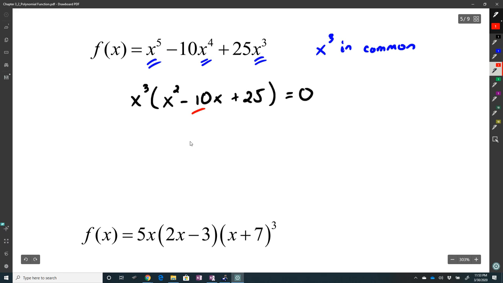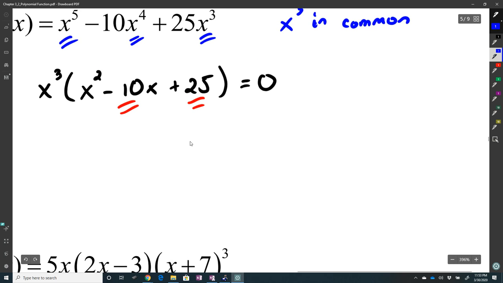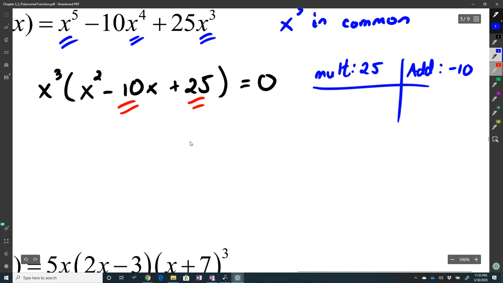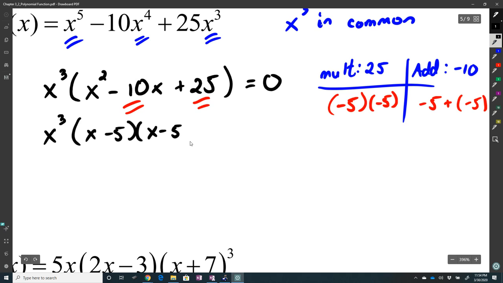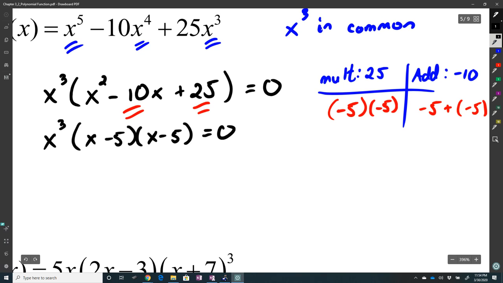I want to find two numbers that multiply to 25. Sorry, I had it backwards. But add to negative 10. And those numbers are -5 and -5. So that means this is going to be x cubed, x minus 5, x minus 5. And so we have our answers.